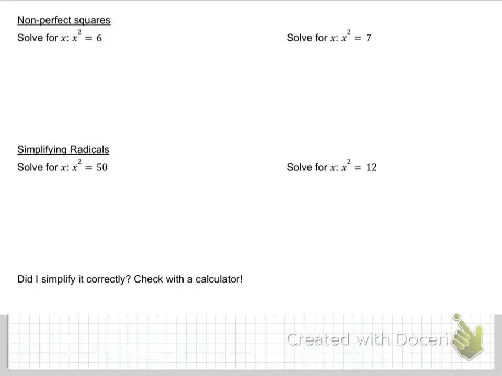All right. Moving on, sometimes we don't have perfect squares. In a sense, those are sometimes a little bit easier because let me show you. There's one less step you have to do. X squared equals 6. Take the square root. Don't forget your plus or minus.